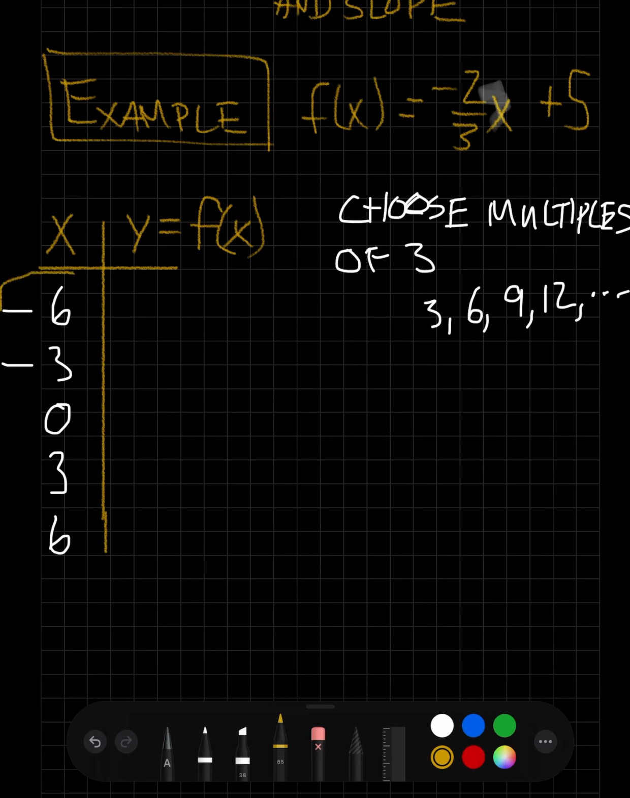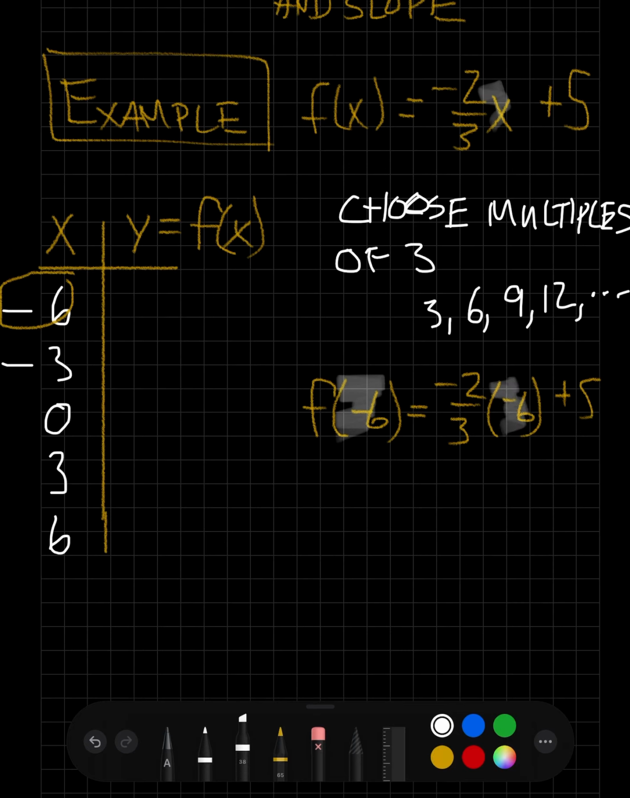So if I'm choosing negative 6 to plug into my function, the way I would write that is I would say f of negative 6. This is my input. And I plug that in everywhere that I saw an x value. So it's here and here.